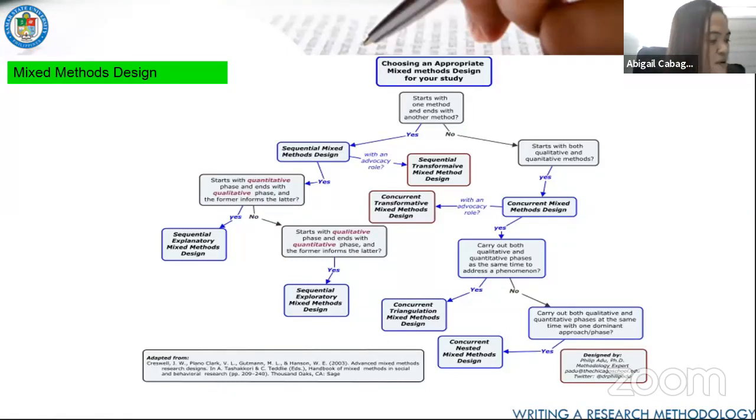Okay, now let me ask our participants, ano ang research design na ginagamit niyo sa study niyo with the paper you have right now? I want to know kung ilan yung nagkwa-quanti, ilan yung nagkwa-quali, ilan yung nagmi-mixed method? I suppose you have your paper with you.